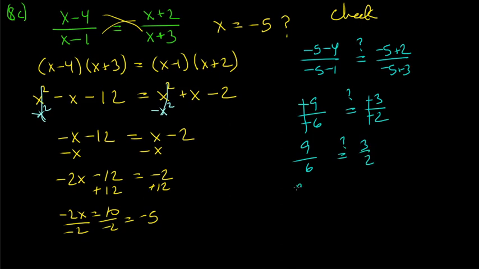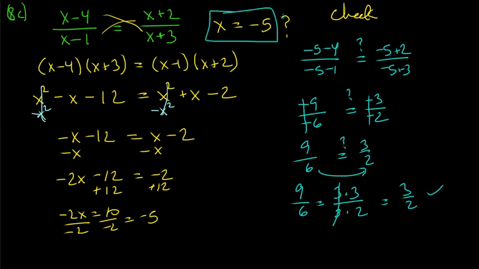And the answer is yes, because 9 over 6, right, is 3 times 3 over 3 times 2, but 3 divided by 3 is 1, so that's just 3 over 2. So you're just reducing the 9 over 6 to its lowest terms, 3 over 2. So these are equal, which means it's not a question anymore. We know for sure that this is the correct solution, negative 5. All right, moving on.